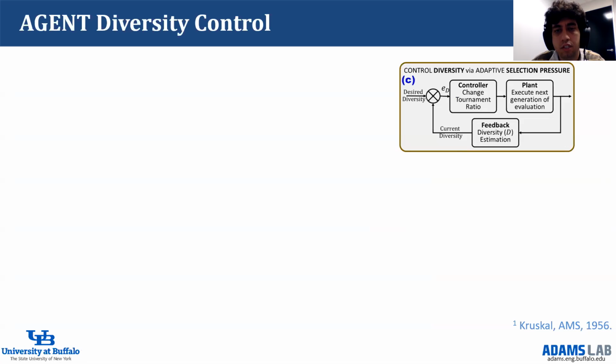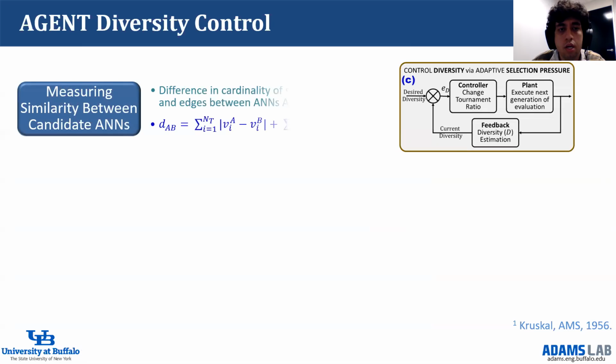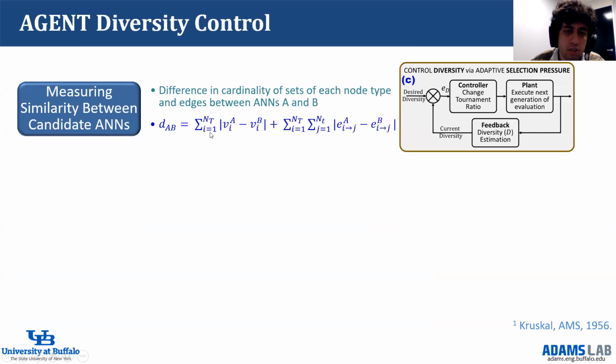Diversity means the distance of networks compared to the other networks. So neuroevolution is GA over neural networks. We have a population of neural networks, and we want to find the difference between them. In order to define the difference, we use this equation. NT is the number of types of the nodes. For example, we have ReLU and tanh and sigmoid. And we define this equation as the difference between network A and network B: the number of nodes and number of edges from these respective node types.